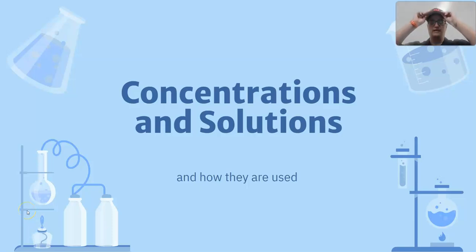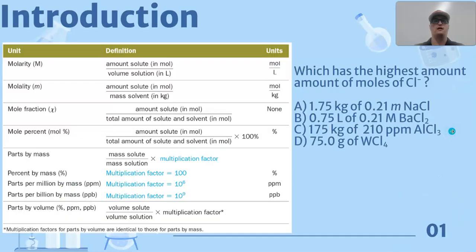All right, let's get into concentrations and solutions and how they're used. Some of these you already know. Molarity, mole fraction, and mole percent were very early in the year, not used all too often, but do come up on occasion. Molality is new. We can see the difference is instead of liters, it's kilograms. There's good reason why, but a different type of concentration.